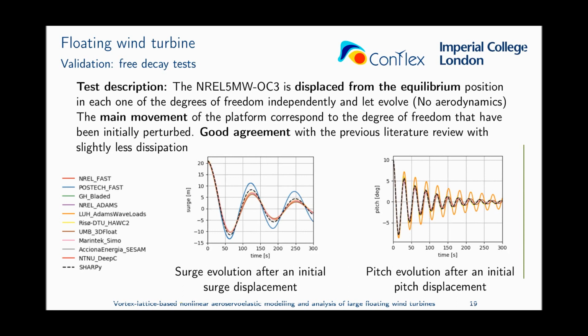On the left-hand side, we have displaced the wind turbine backwards, and we are recording the backward-forward movement. And as you can see, we have good agreement with the literature results. And on the right-hand side figure, we tilted the wind turbine backwards, and then we let it evolve. And again, we have good results comparing with the literature.